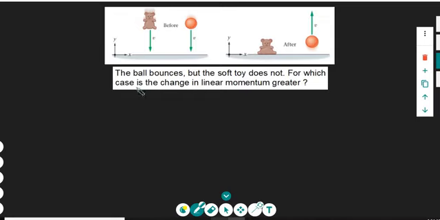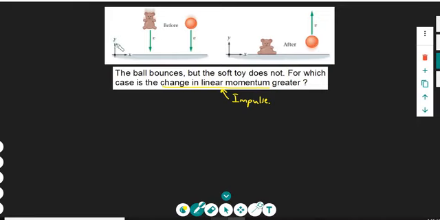Here we are going to apply this concept of linear momentum. There's a soft toy and a ball. The ball bounces, but the soft toy does not. For which case is the change in linear momentum greater? Now we know there's another way of defining change in linear momentum. We can also call that the impulse. Impulse is the same thing as the change in linear momentum.